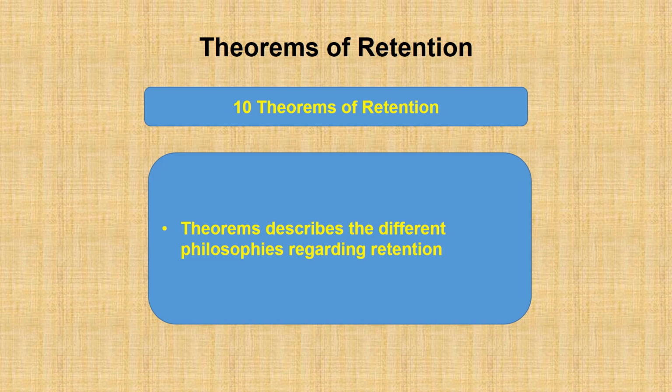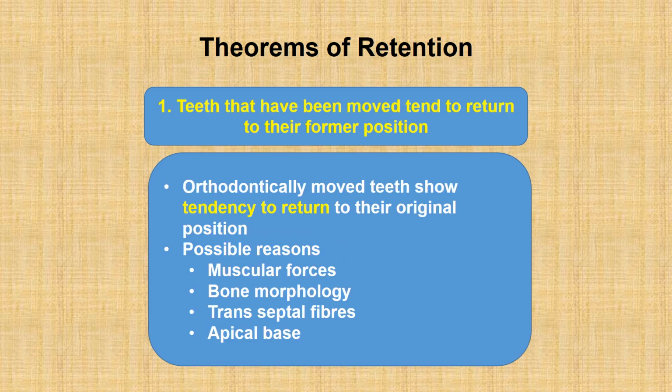Now, 10 theorems of retention have been put forward to describe the different philosophies regarding retention. Okay, let's have a look at some of these theorems. Now, one, teeth that have been moved tend to return to their former position. Orthodontically moved teeth show a tendency to return to their original position. Now, this tendency can be due to possibly muscular forces, bone morphology, the transseptal fibers, and the position of the teeth over the apical base.